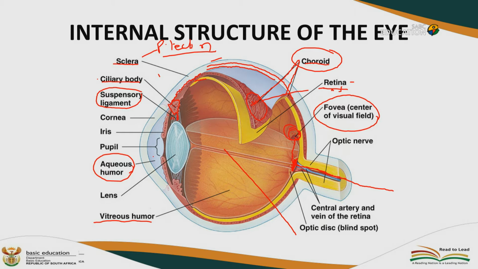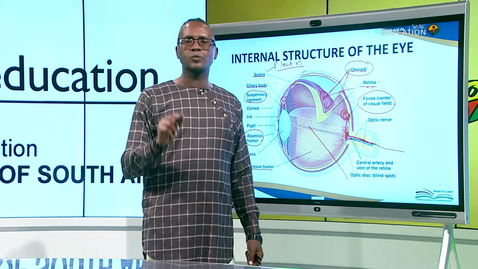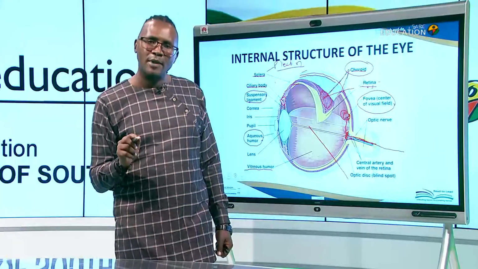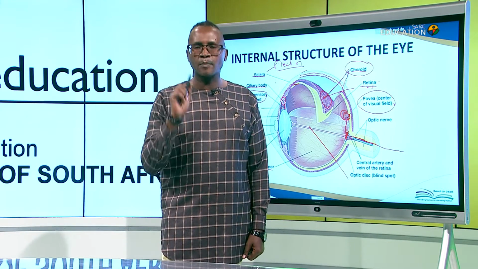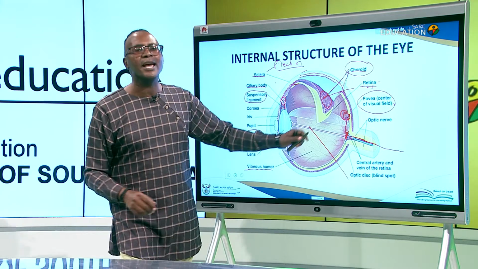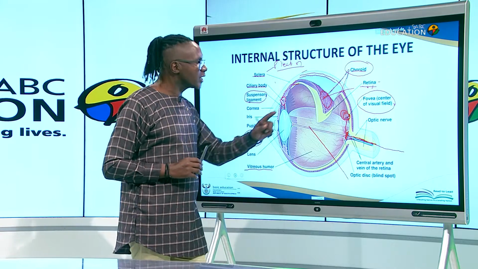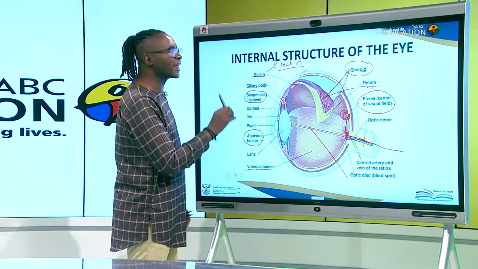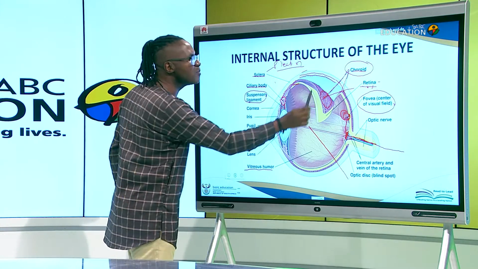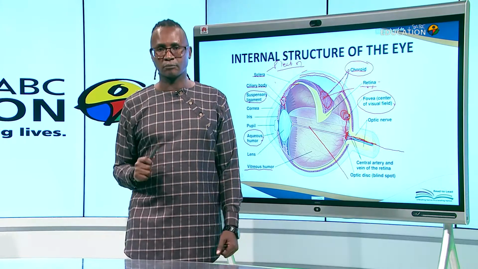So remember the functions of the eye. The functions of the eye, I said, are pupillary mechanism, accommodation and binocular vision. So we want to see how these various parts of the eye contribute. How do they contribute to the three functions? How do they make sure that the eye performs its function?